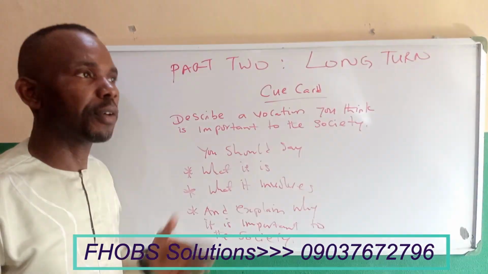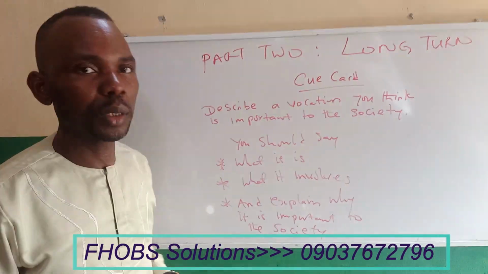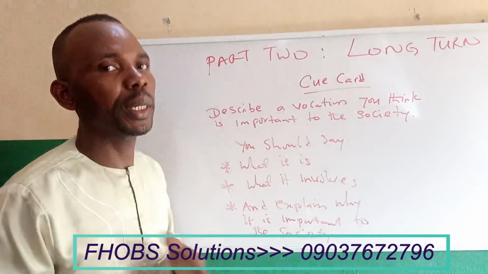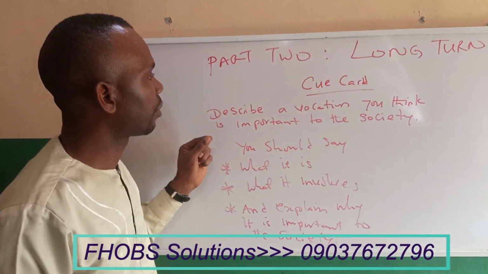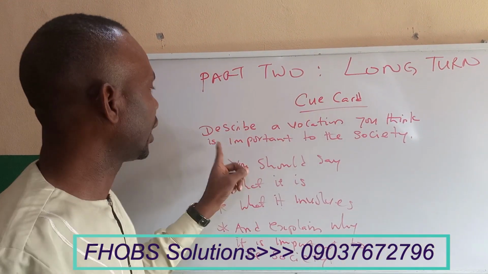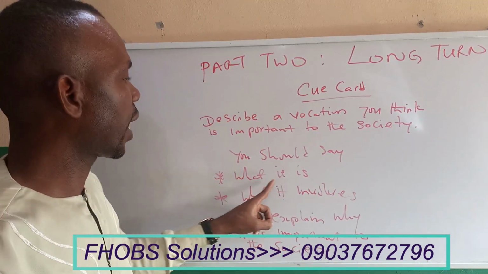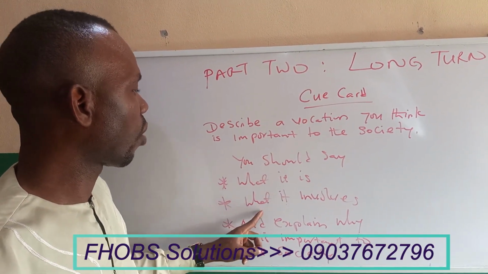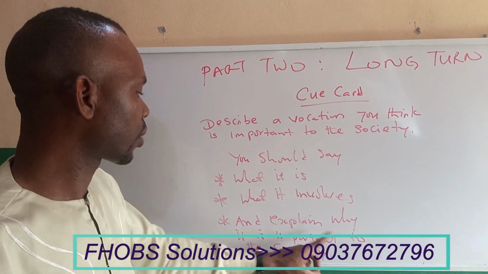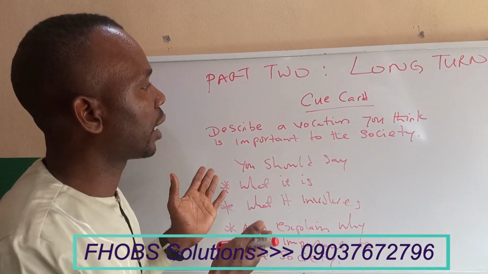All right, before looking at the strategies, I felt I should show you an example, an illustration of how the cue card looks, the cue card that will be presented to you in speaking part 2. Now, you see a question like this: Describe a vocation you think is important to the society. You should say: first bullet, why it is important; second, what it involves; and thirdly, explain why it is important to the society. So this is how the question will usually look.